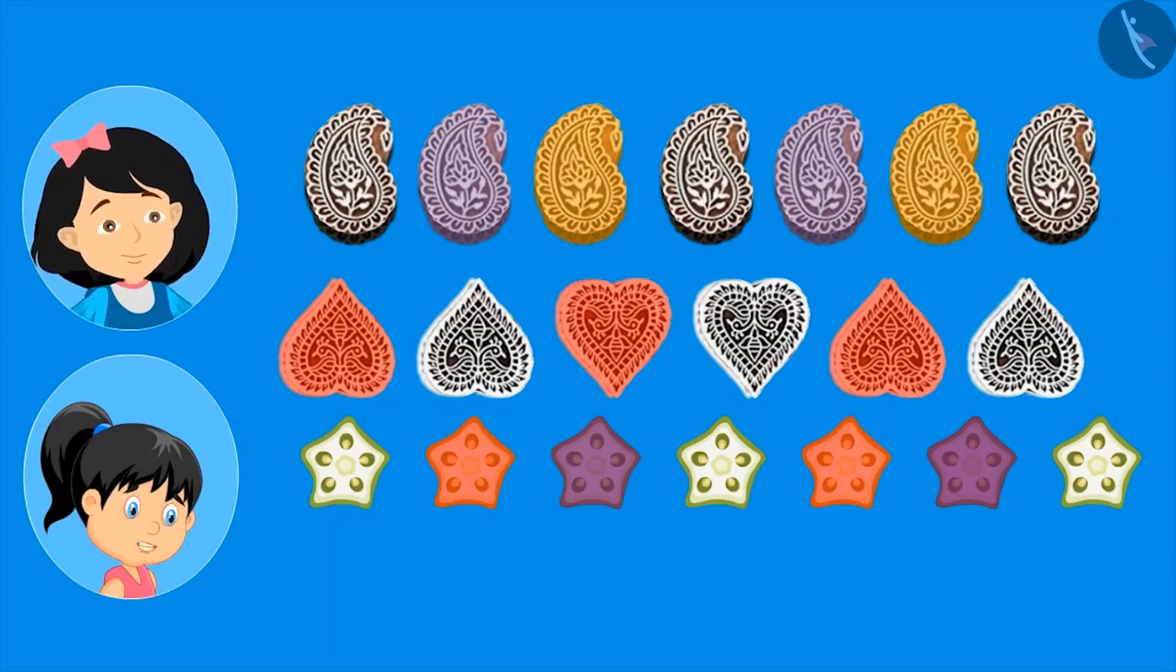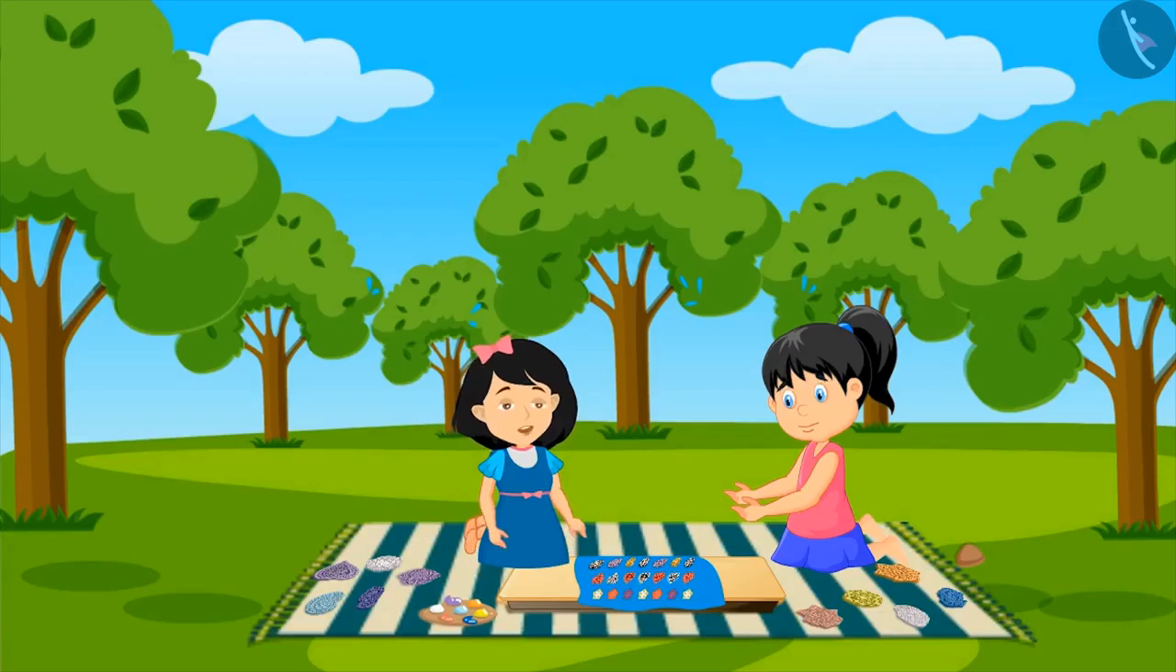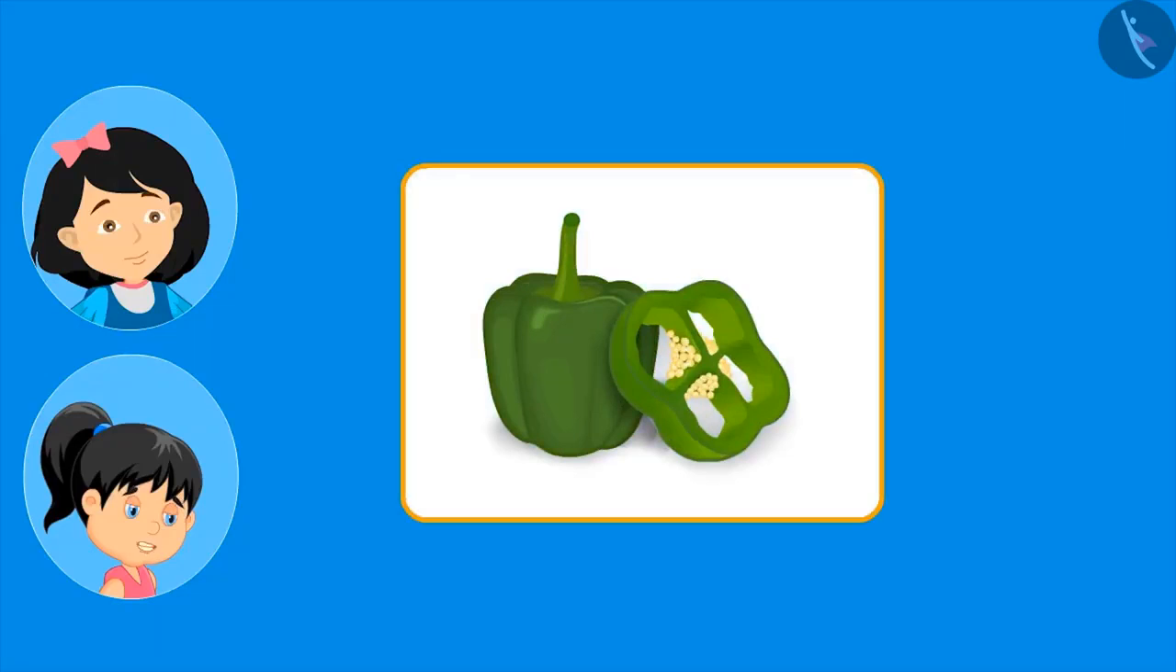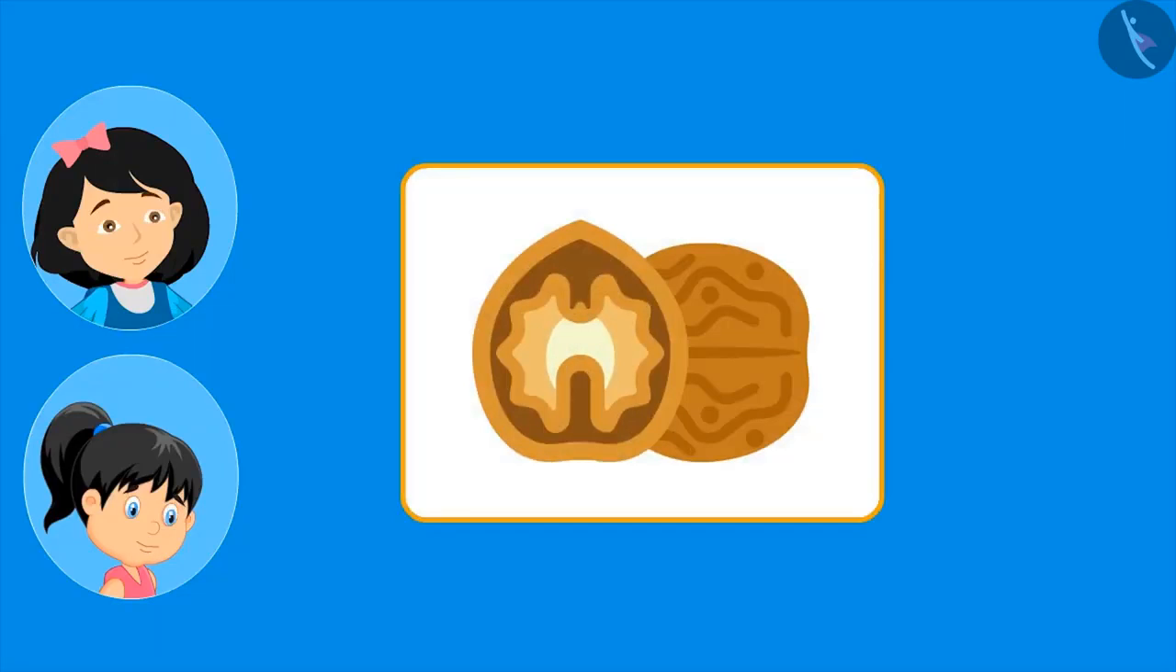Designs with the help of vegetables? I have never thought about this. Now think and tell me, can we use any other food item or vegetable for block printing? Capsicum, walnut. Very good. Kids, you can pause the video and think about more such objects.